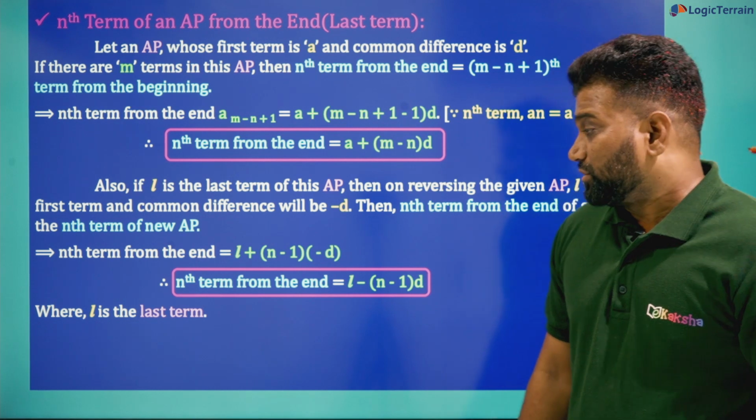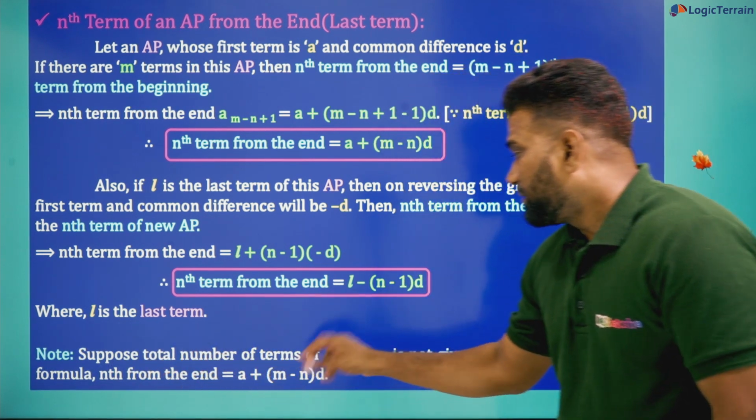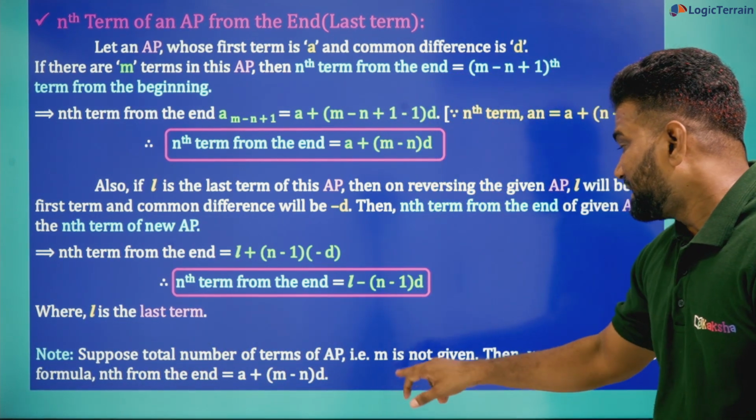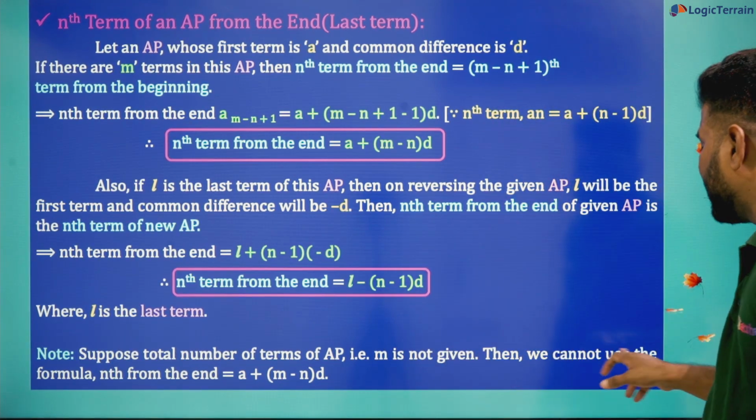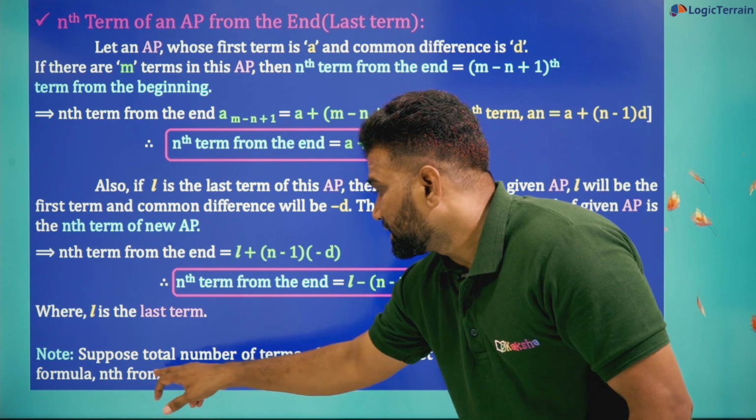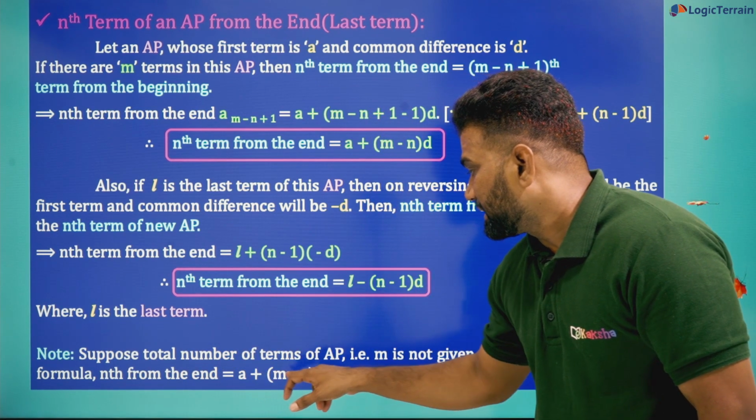Here it is very important to note: suppose the total number of terms of an AP, that is m, is not given. We don't know m. Then we cannot use the formula for the nth term from the end, that is, a plus (m minus n) d.